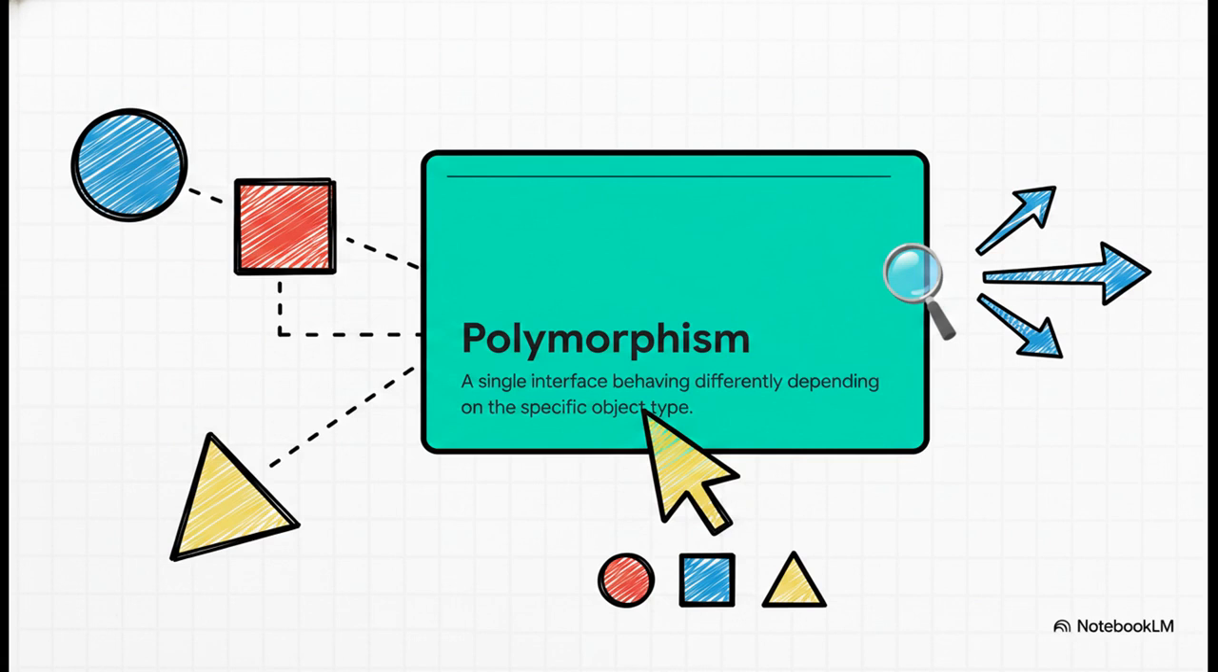Imagine you have a command called draw. If you tell a circle object to draw, it renders a circle. Tell a square object to draw, it renders a square. You don't have to write these massive, messy if-else statements checking the shape type first. The code just naturally adapts its behavior based on the object, which makes your entire system incredibly flexible.